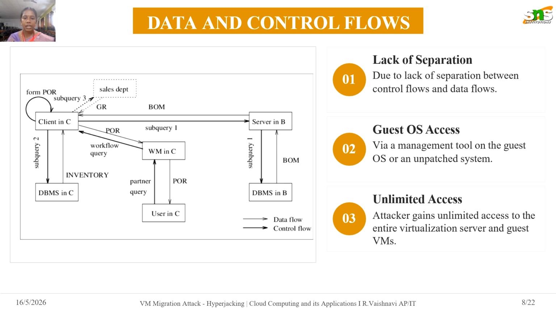Next one will be the data and control flow. Here we have a lack of separation, that is due to the lack of separation between the control flow and the data flow. And then guest OS access, through the management tool, and the guest OS are unpatched systems. The attacker gains unlimited access to the entire virtualization server and the guest virtual machines.